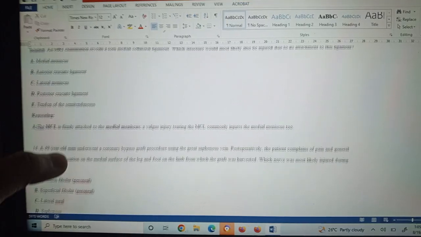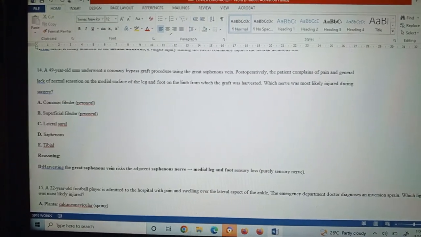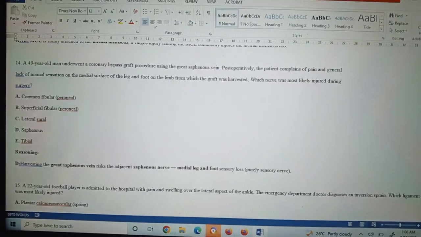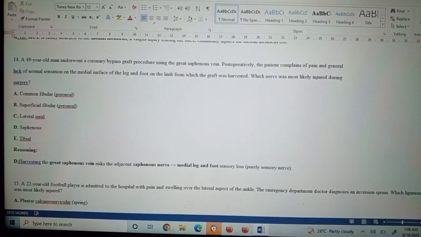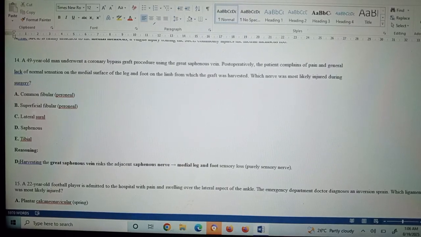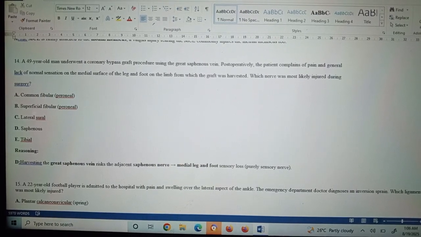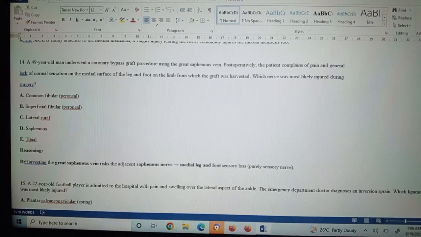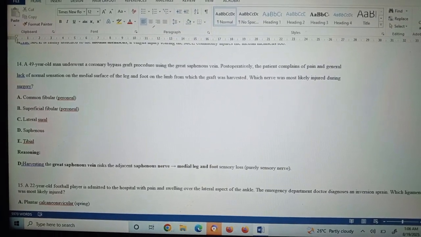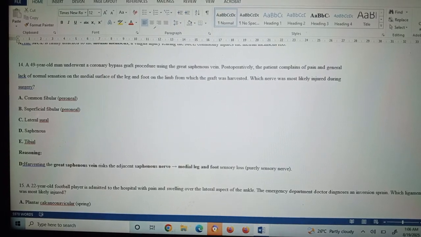Now talks about the question number 14, that is a 49-year-old man underwent a coronary bypass graft procedure using the great saphenous vein. Post-operatively, the patient complained of pain and general lack of normal sensation on the medial side of the leg and foot on the limb from which the graft was harvested. Which nerve was most likely injured during the surgery?